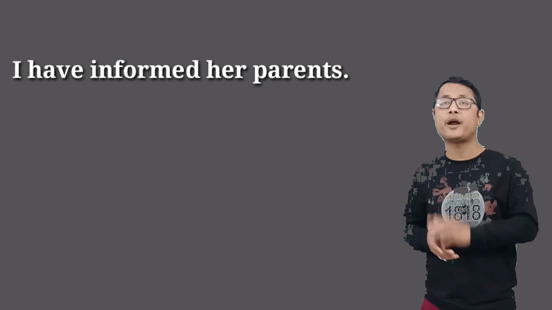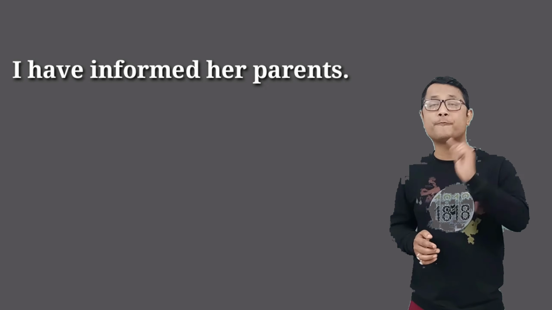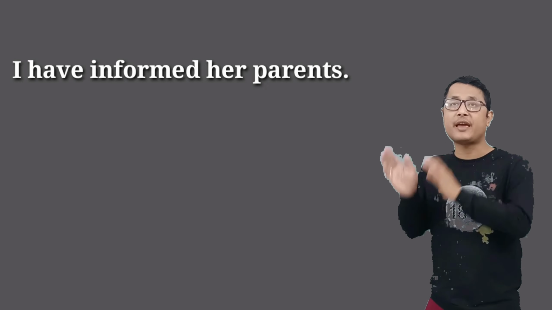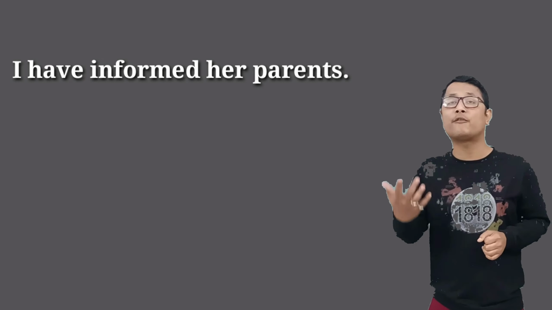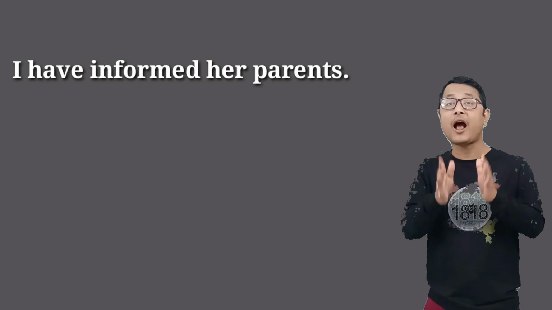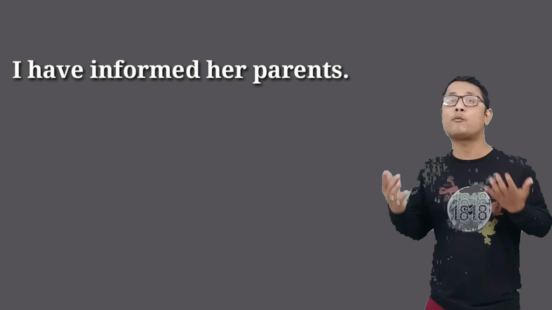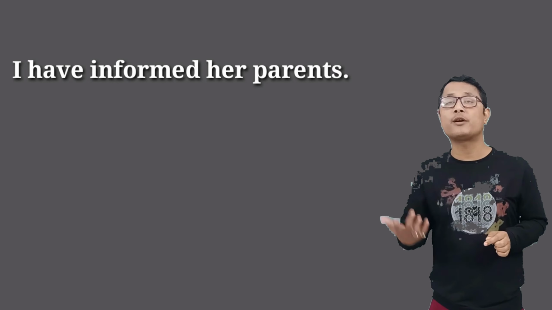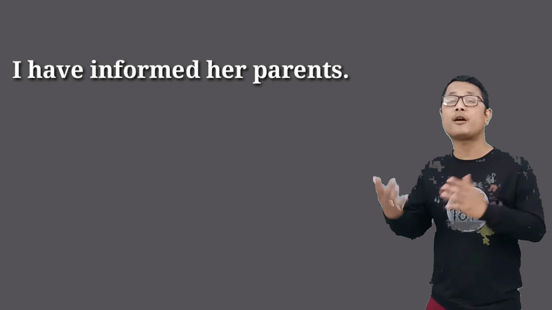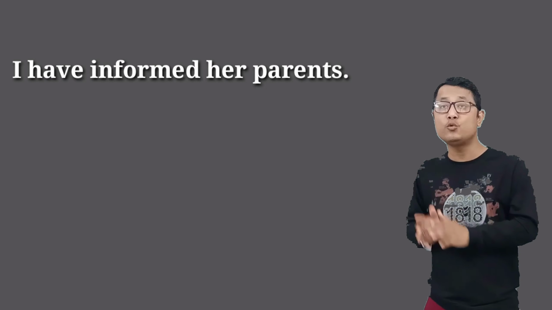Let's see some other examples. For example, I have informed her parents. Look at the sentence. This is a sentence of present perfect tense. If I want to speak the same sentence in the past perfect, then what do I have to do? I have to change the form of the helping verb. What is the helping verb here? Have is the helping verb used here. Then I have to use the second form of the helping verb. Then I have to say, I had informed her parents. But always remember, past perfect tense is never used alone.